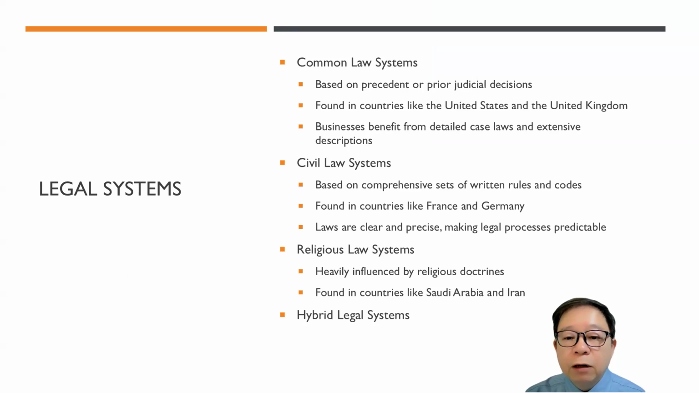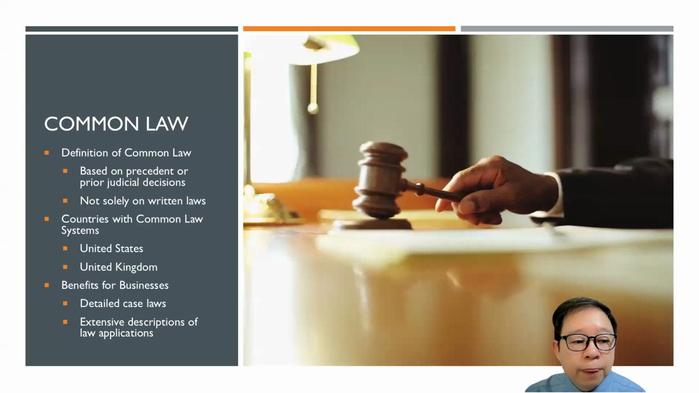So we mentioned the common law, right? Just to summarize, the common law system is based on precedents and found in countries like the US and UK, right? And business benefits from the business law, and there's a lot of extensive description. Civil law is based on a comprehensive set of written codes found in countries like France and Germany, right? Laws are clear, precise, and make legal processes predictable. Religious law countries are heavily influenced by religious doctrines and found in countries like Saudi Arabia and Iran, and of course sometimes they also practice secular law, right?